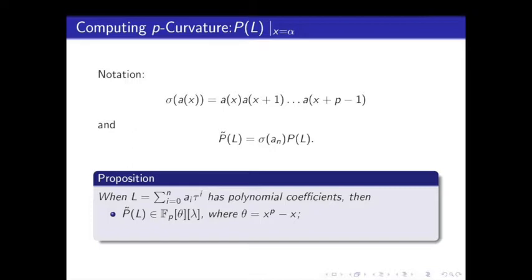It's not only a polynomial of x, it's a polynomial of theta, where theta is x to the p-th power minus x. And moreover, the theta degree of p tilde is the x degree of L. We call p tilde the non-monic p-curvature. You'll see that p tilde, the non-monic p-curvature, also satisfies the product rule. So with these propositions, we are able to rebuild our p-curvature from its evaluations at some particular points.